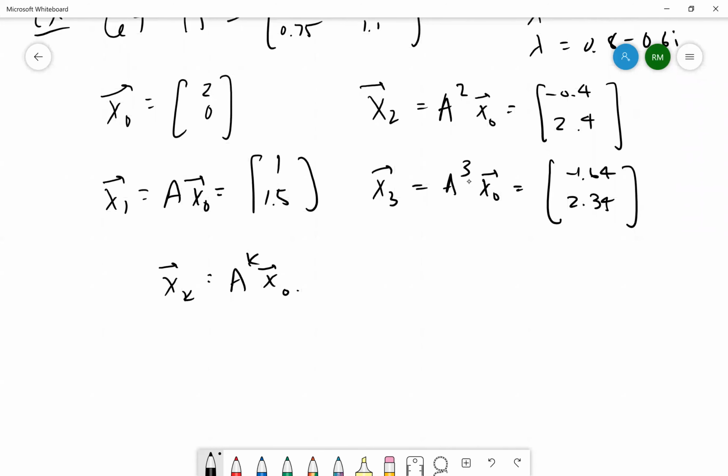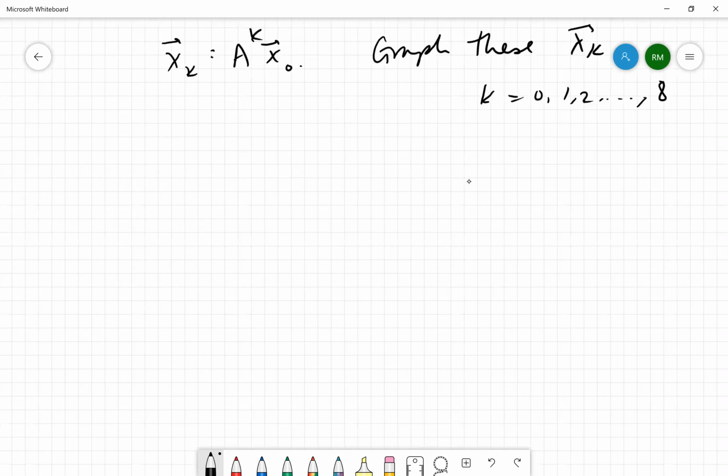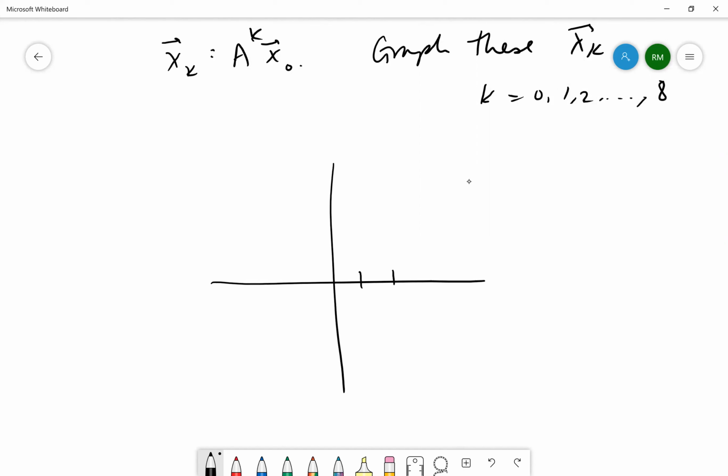So let's graph these xk from k equals 0 to 8 and see what it looks like graphically. So the first one is at (2, 0). That will occur right here. The next one's at (1, 1.5). That's up here. Let's see, we add some more tick marks.